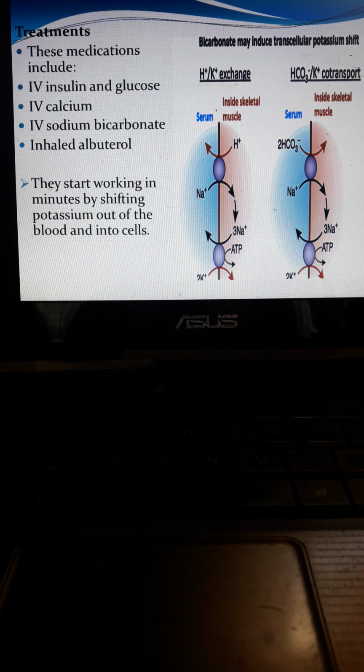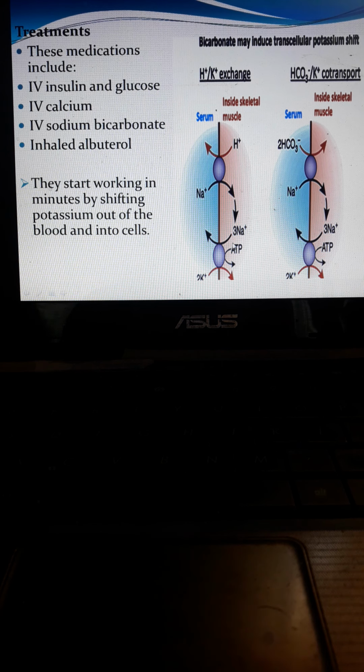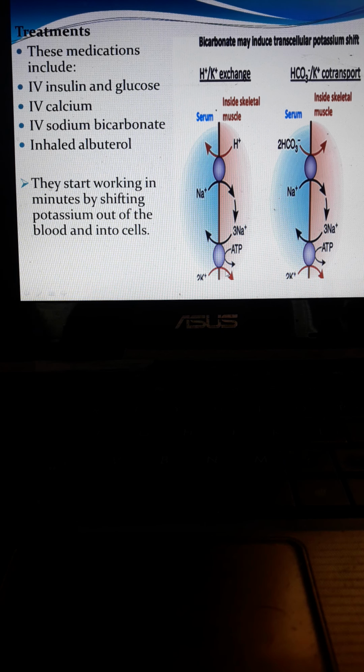Okay, bicarbonate may induce a transcellular potassium shift. So we have here this hydrogen-potassium exchange. When sodium enters the muscles, it exchanges with hydrogen ion, and 3 sodium also exchanges with potassium via the sodium-potassium pump, that is active transport.